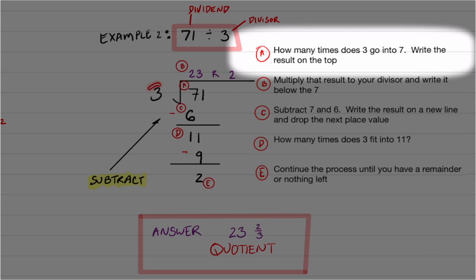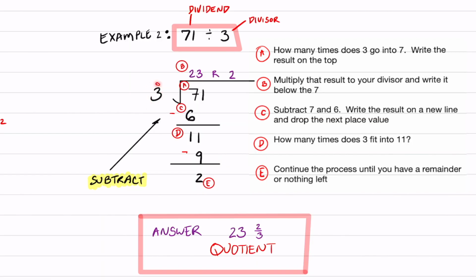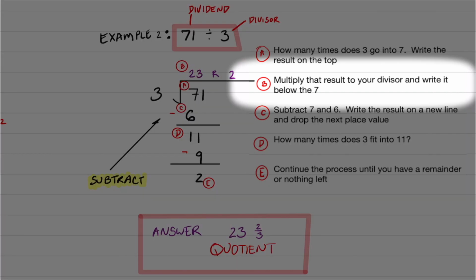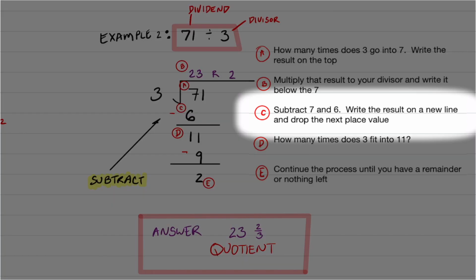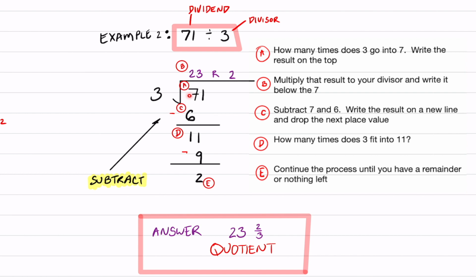First thing you want to ask is, how many times does 3 fit into 7? That is step A. And the answer you're going to write right here. It fits into 7 2 times. You guys remember the next step? All you got to do is multiply 2 by 3. That's step B. And 2 times 3 is 6. And from there, you subtract. 7 minus 6 is 1. Now we're in step D.